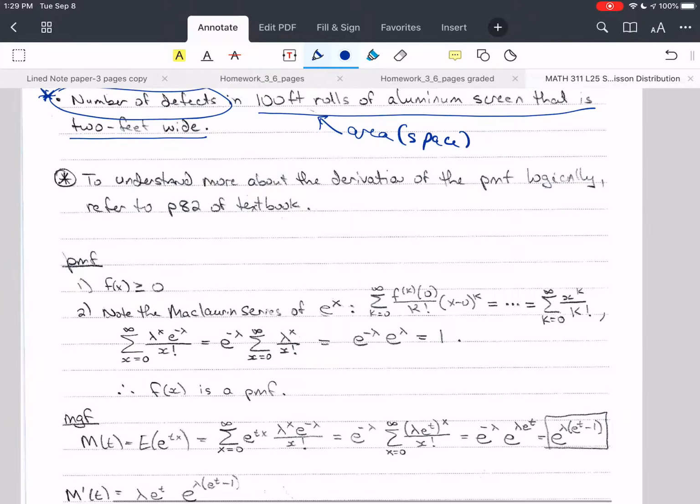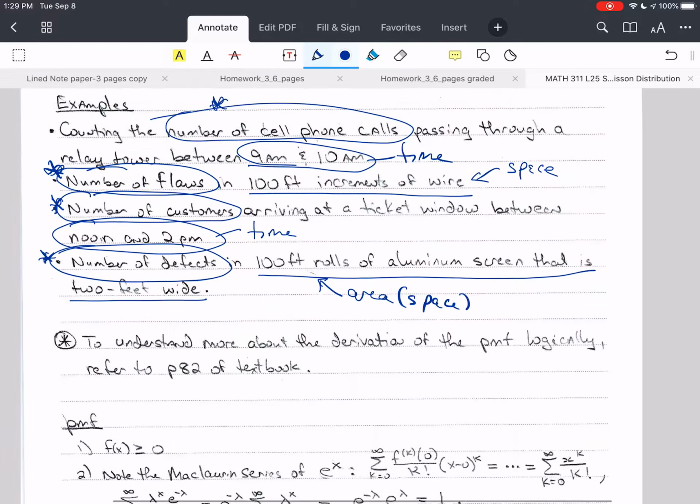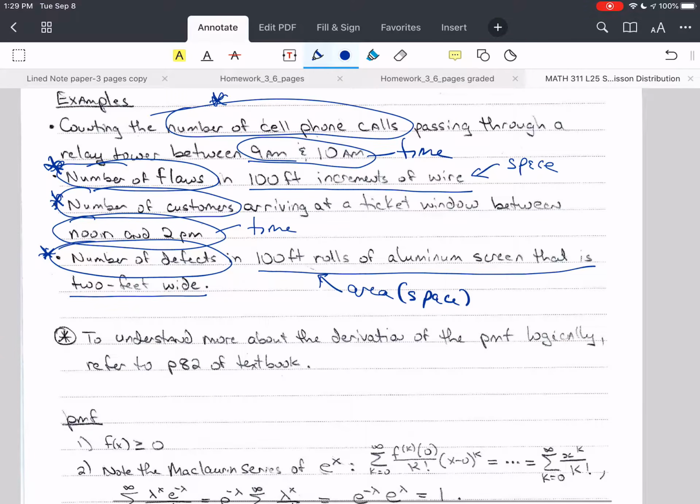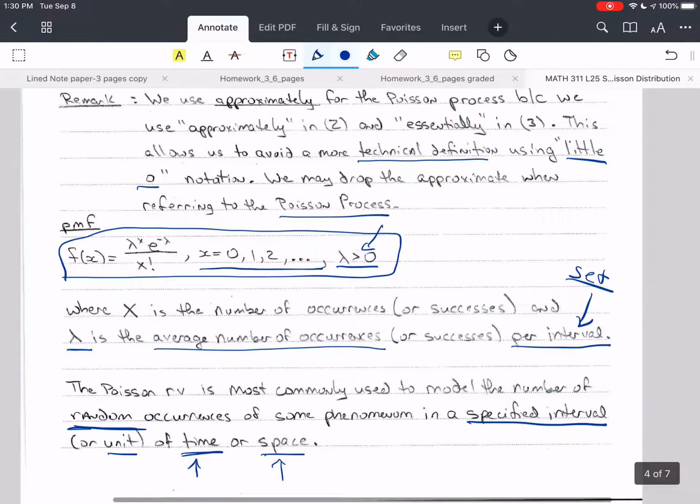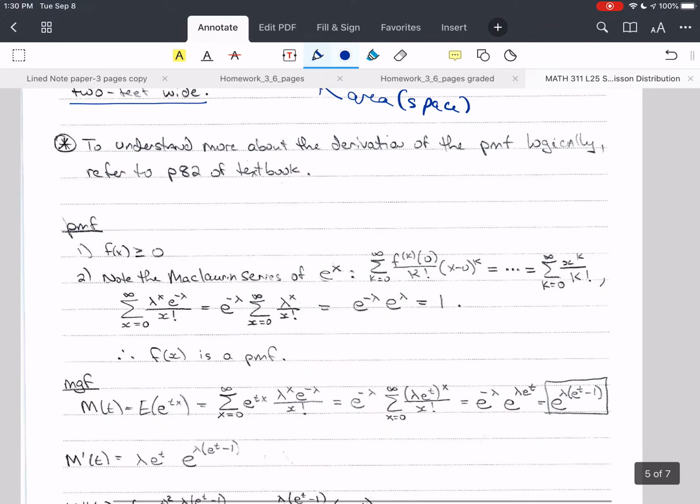So let's verify that this is in fact a PMF. It's pretty easy to see if you look at the PMF that, where did it go? Here it is. Lambda has to be positive, e is always positive raised to any power, and we're saying x is between 0 and infinity, positive, and 0 factorial is 1, so this f of x is always positive. So that's an easy part.